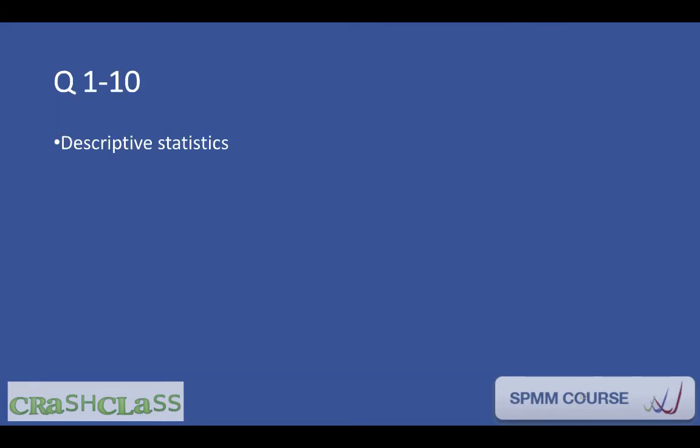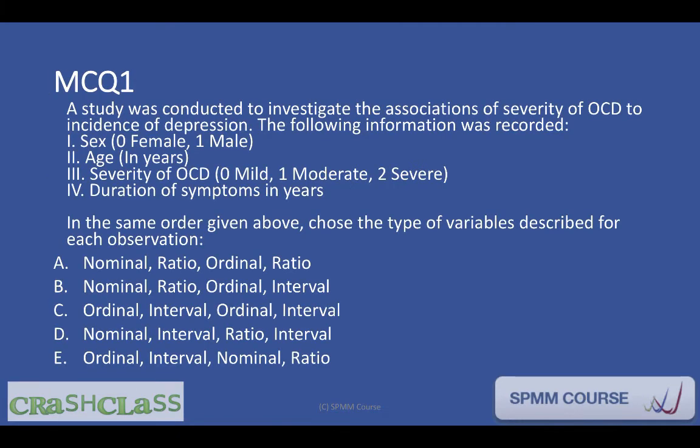Okay, let's do some questions now. Question 1. A study was conducted to investigate the associations of severity of OCD to incidence of depression. The following information was recorded. Sex, 0 female, 1 male. Age in years. Severity of OCD, 0 mild, 1 moderate, 2 severe. 4. Duration of symptoms in years. In the same order given above, choose the type of variables described for each observation.